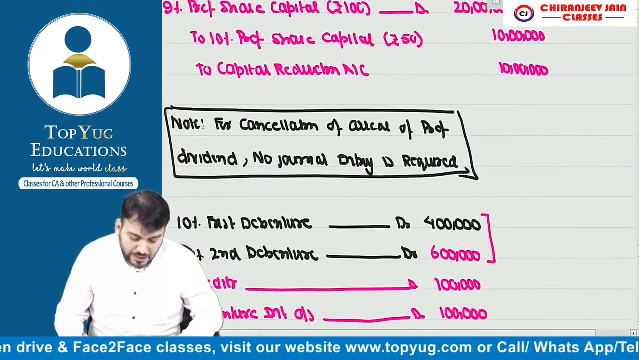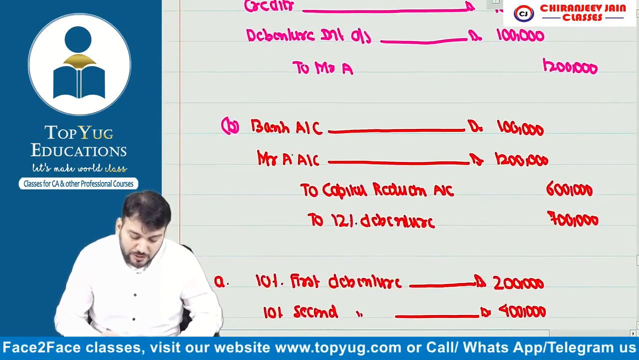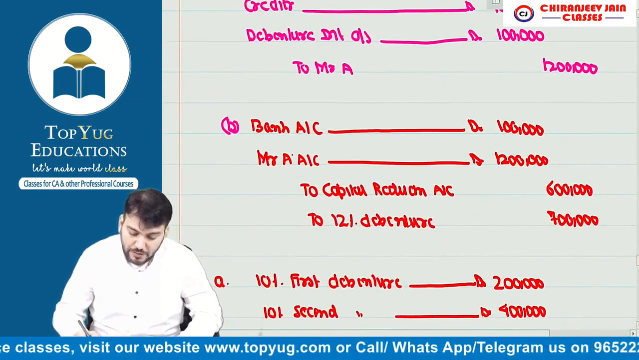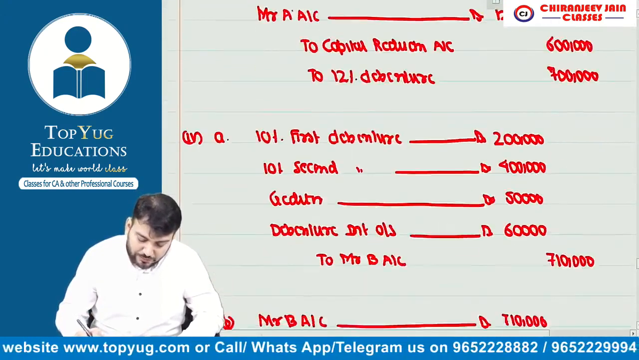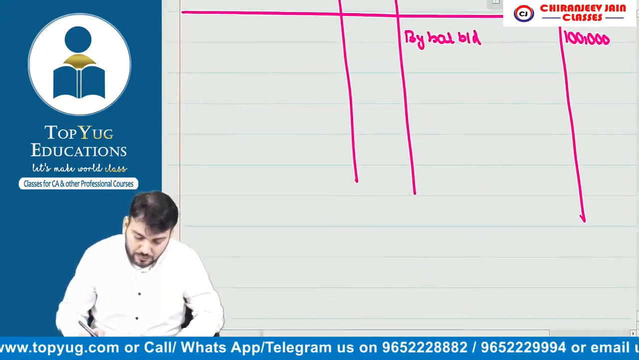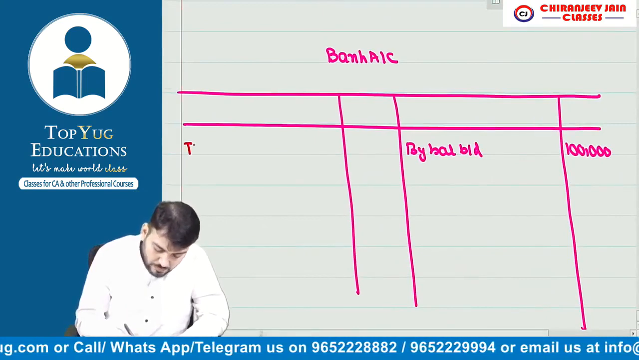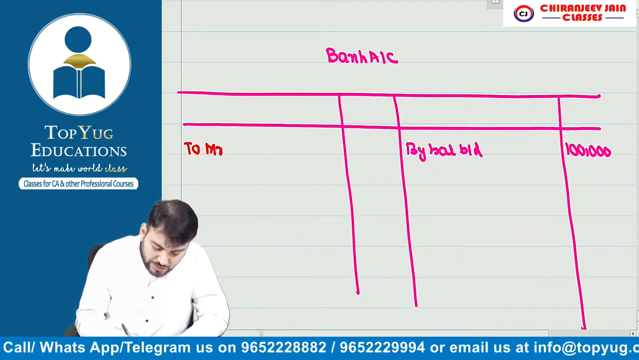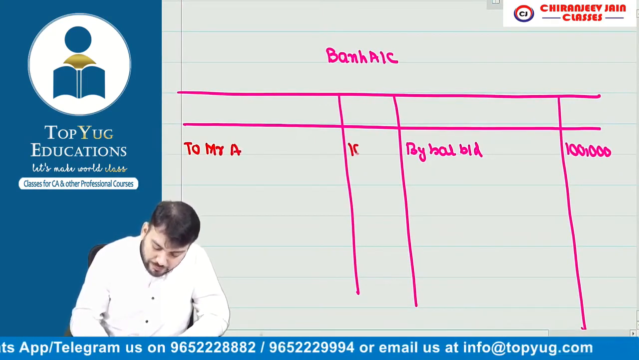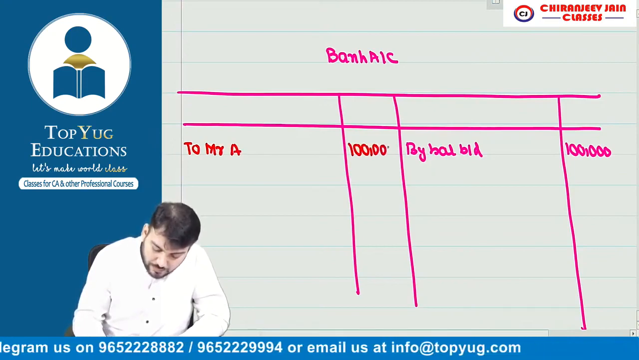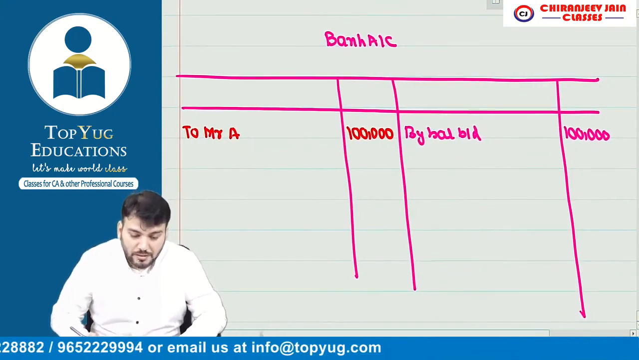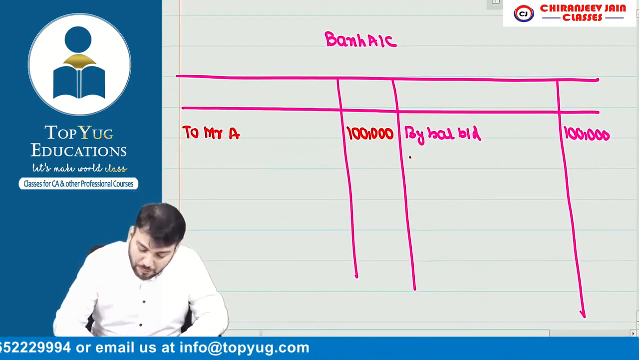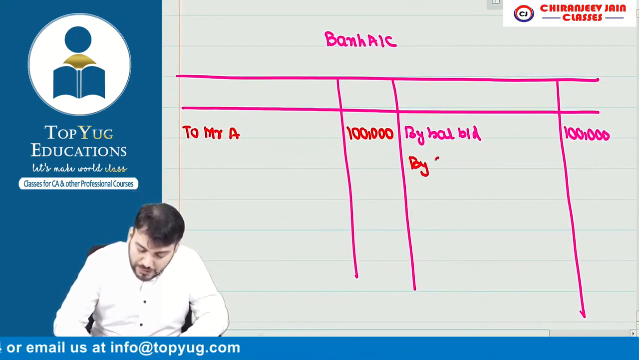What payments were made? First journal entry nothing, second journal entry nothing. Then you receive some amount from Mr. A. Correct? You receive some amount from Mr. A. So we will write to Mr. A, 1 lakh. Yes sir. Then there was one payment of penalty by capital reduction.